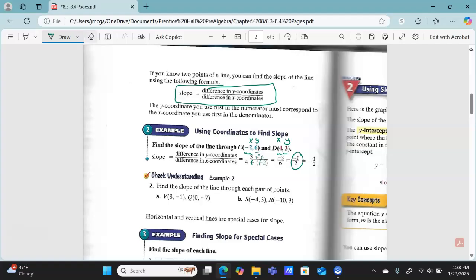One thing to note when you do these is that one common mistake is to choose the coordinates in the wrong order. If you start with this coordinate for the y value, you have to start with it for the x value. So if you look, 3 and 4 both come out of the same coordinate pair. 6 and negative 2 also both come out of the same coordinate pair.